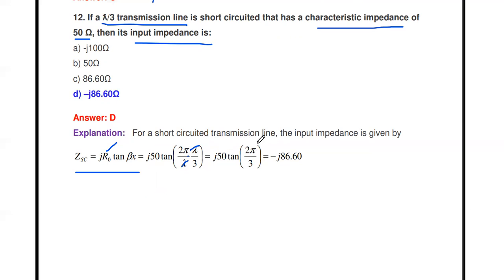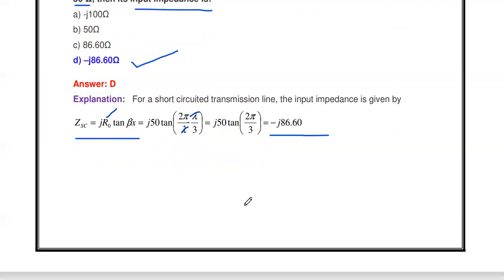Okay, so you just solve this tan 2π by 3 in the calculator and multiply with 50. So we will get the answer as minus j86.60. Okay, so the answer is minus j86.60 ohms. This is the input impedance of the short circuited transmission line.